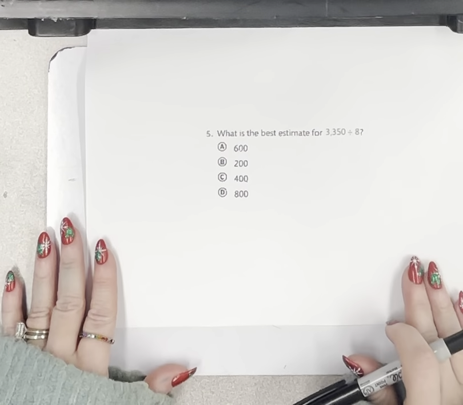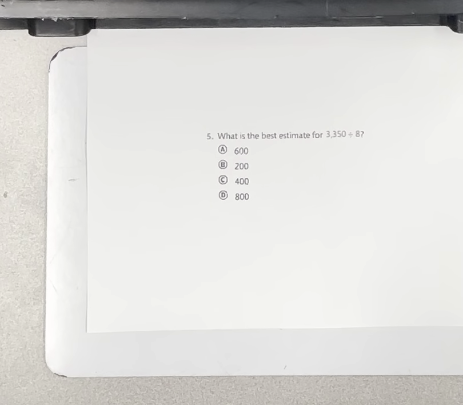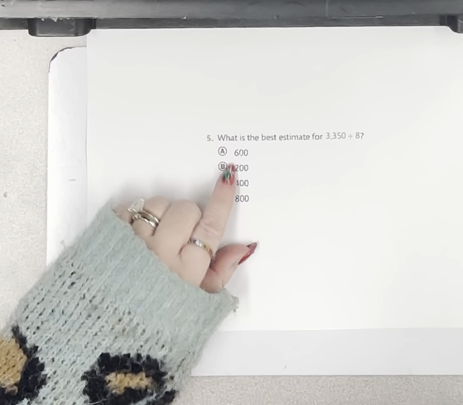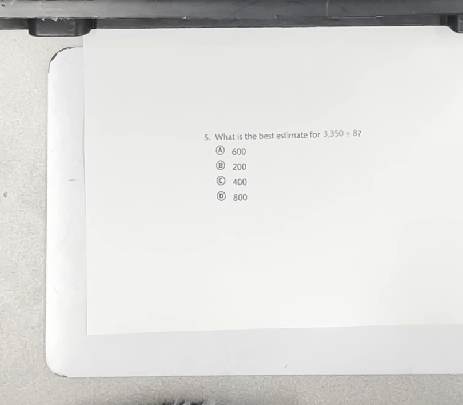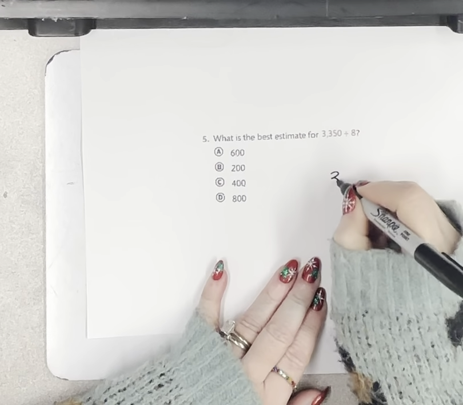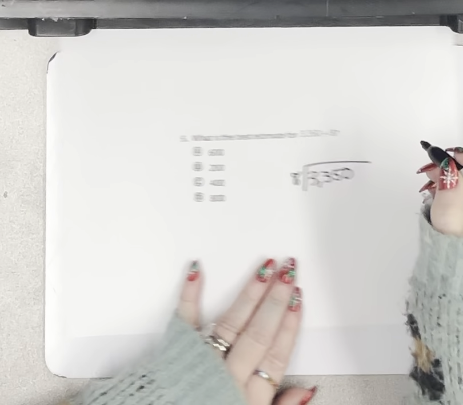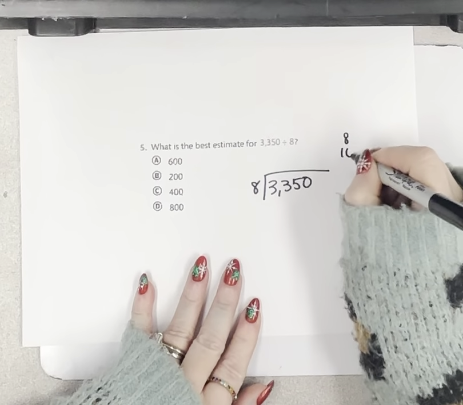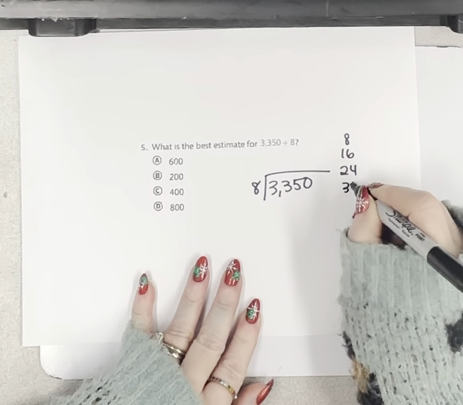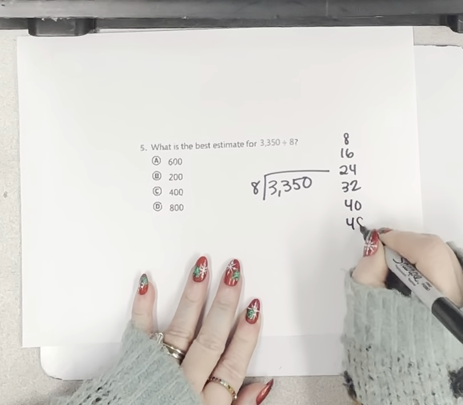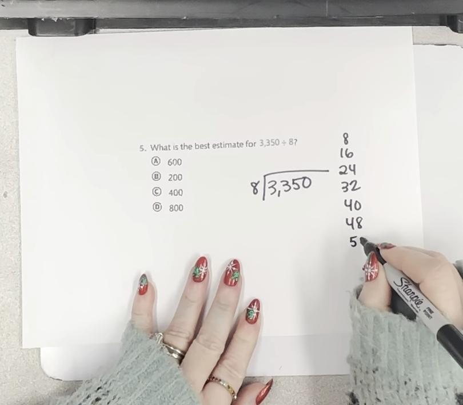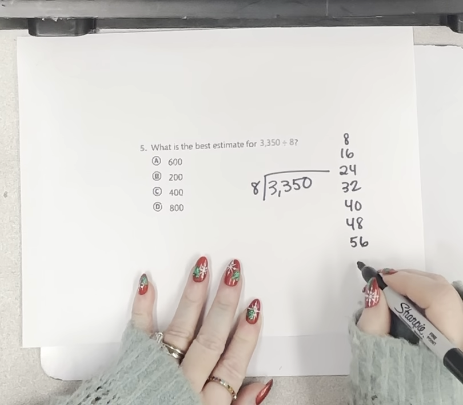What is the best estimate for 3,350 divided by 8? My advice to you: solve first. Then find the answer that is closest to your quotient. So 3,350 divided by 8. I'm going to skip count. 8, 16, 24, 32, 40, 48, 56. Mrs. Guider's getting old.